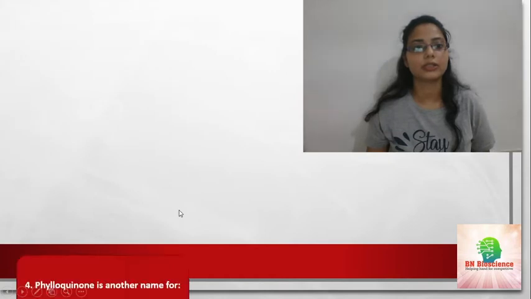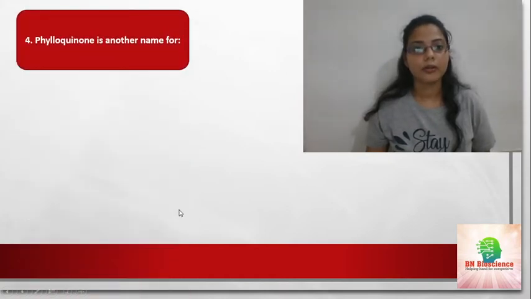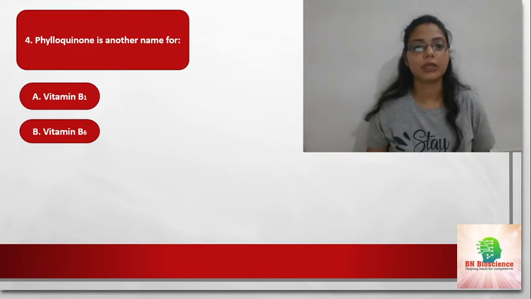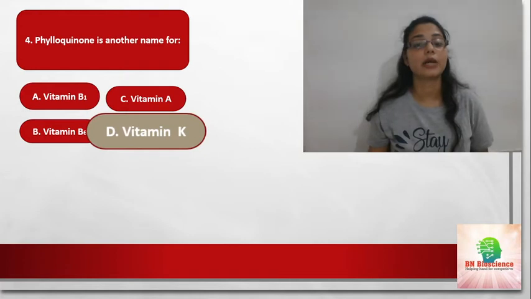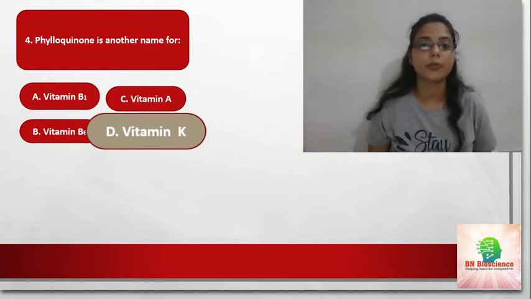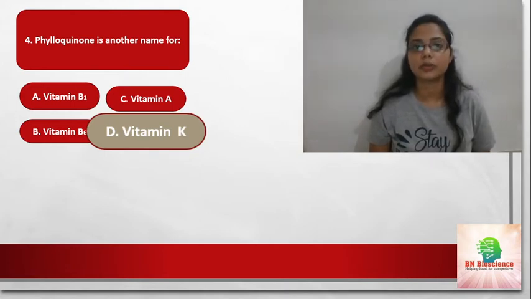Okay, so next question is number 4. Phylloquinone is another name for, the options are A, vitamin B1, B, vitamin B6, C, vitamin A, D, vitamin K. So phylloquinone is another name for, the answer is D, vitamin K. So students, vitamin K is very essential for our body. It helps in the wound repair mechanism, that is the clotting of the blood, and it also strengthens our bone.